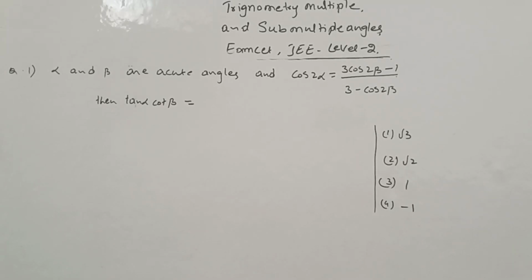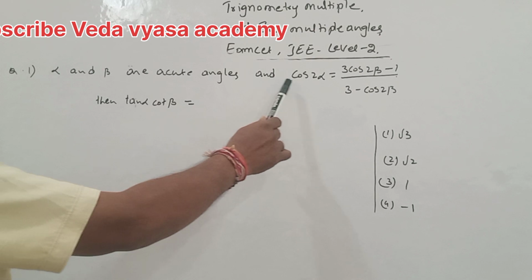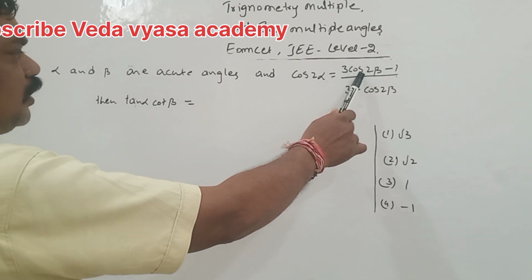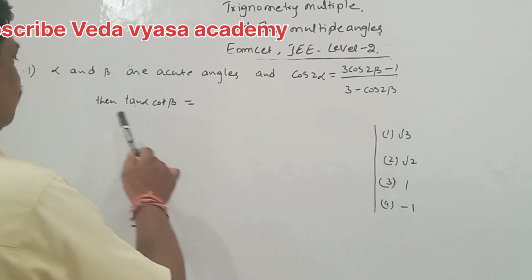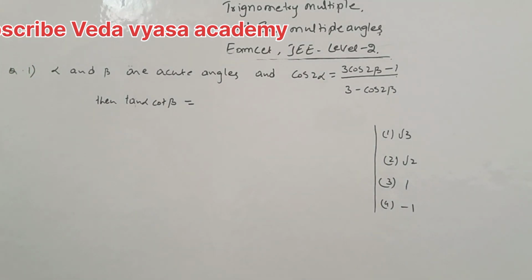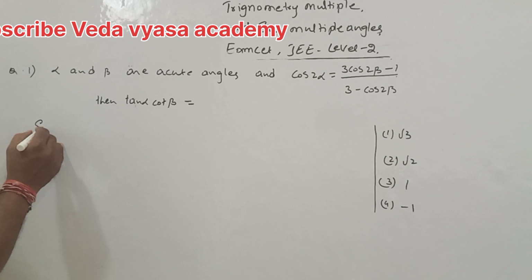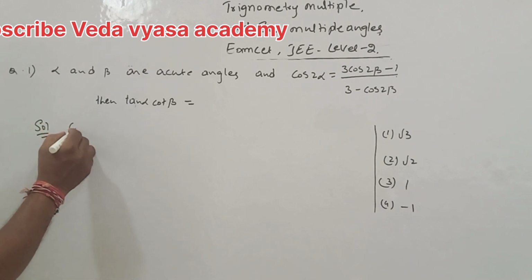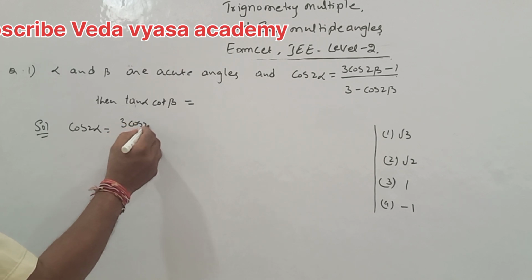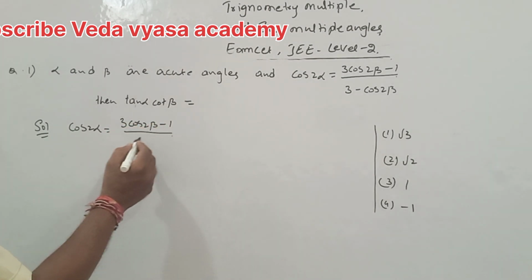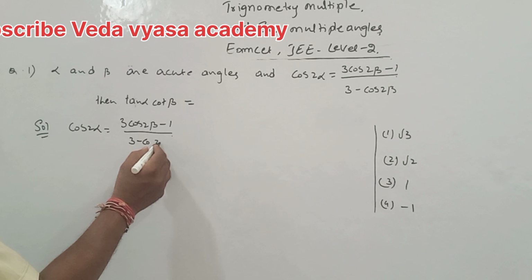Problem. Alpha and beta are acute angles and cos 2 alpha is equal to (3 cos 2 beta minus 1) by (3 minus cos 2 beta). Then tan alpha cot beta is equal to? So for this problem, what is given here? Cos 2 alpha is equal to (3 cos 2 beta minus 1) by (3 minus cos 2 beta).